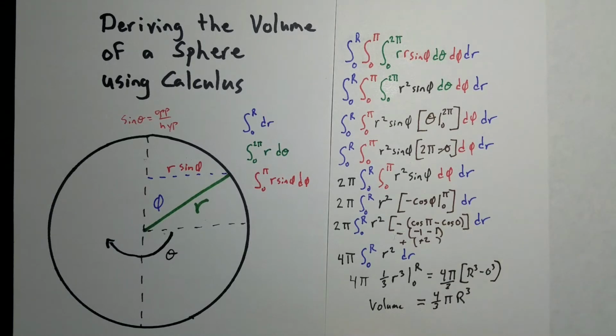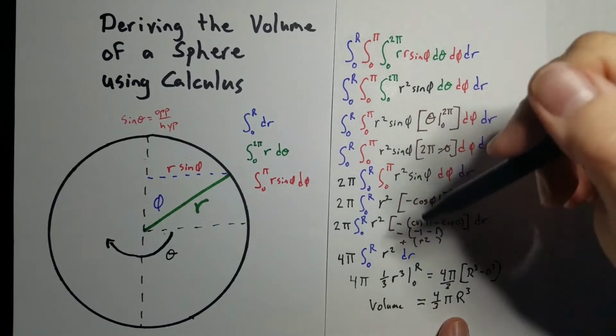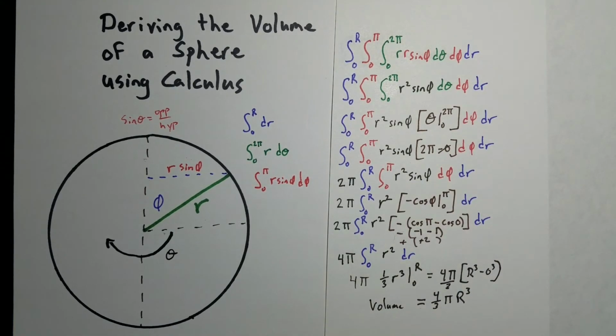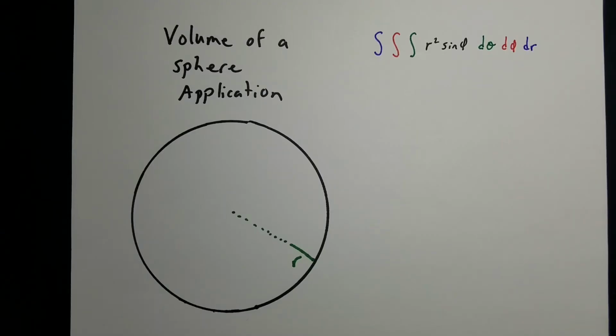Okay, so we did all that, but you're thinking, well, I could have looked that up in a book. No problem, I didn't have to do all this mess. So let's look at an application where you would actually want to do something like this in order to figure out the volume of a sphere, or maybe just part of a sphere. So here's an application of what we just did, where we don't have to find the entire volume of the sphere, maybe just for a certain range.